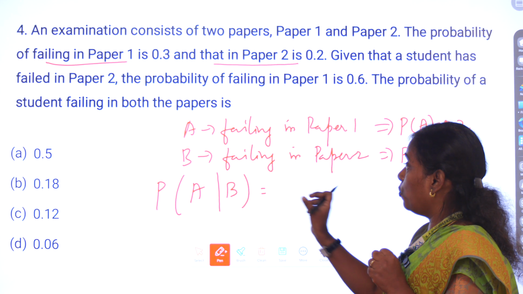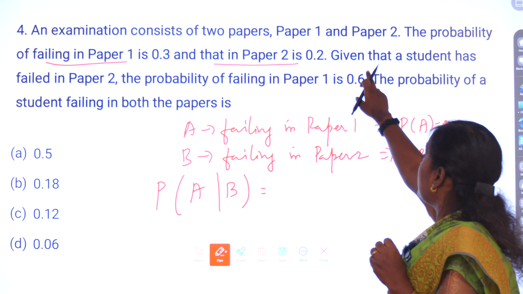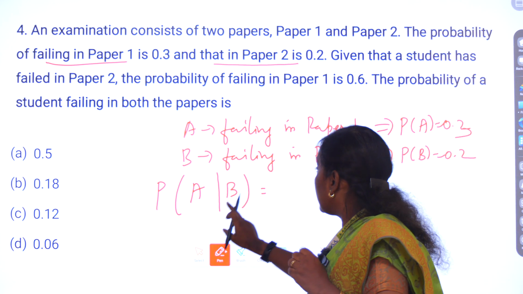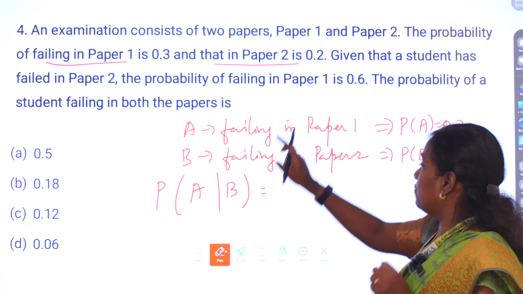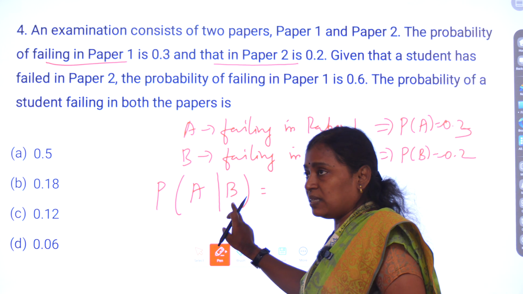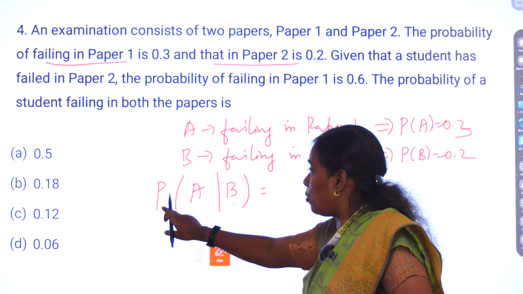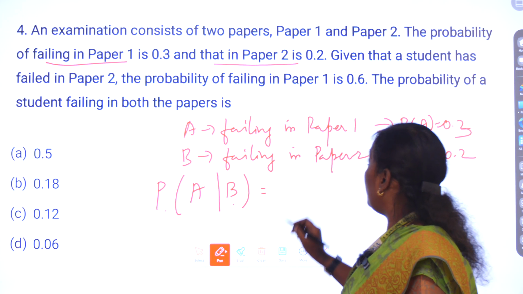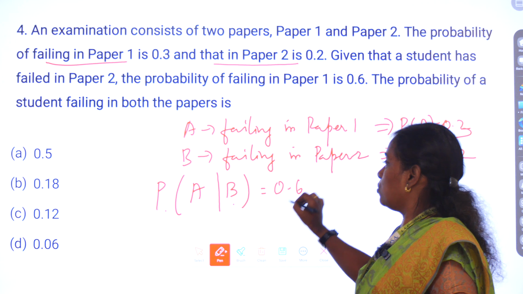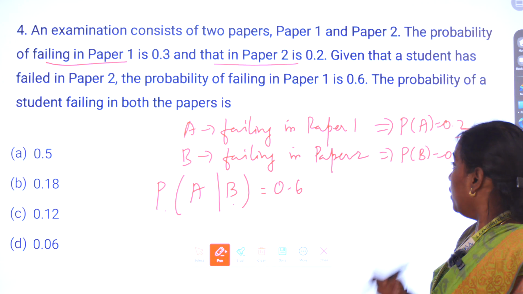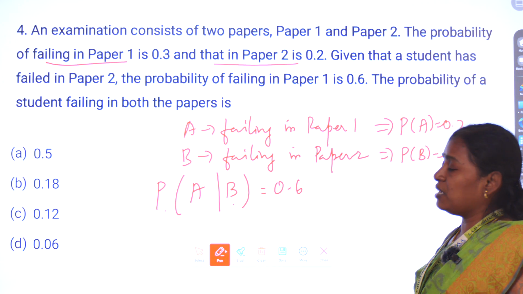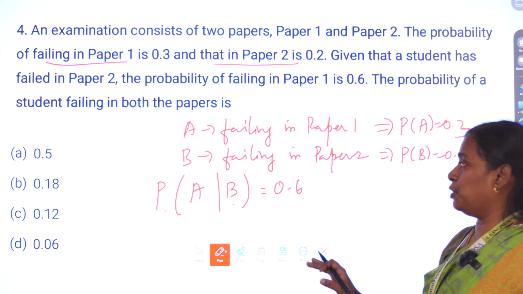So understand how I write it. First, I'm writing "given" with a slash. Given that a student has failed in paper 2, which is B, the probability of failing in paper 1, so the probability of failing in A, is equal to 0.6. This is what is given to us. Now P of A is given, P of B is given, and P of A given B is given to us.